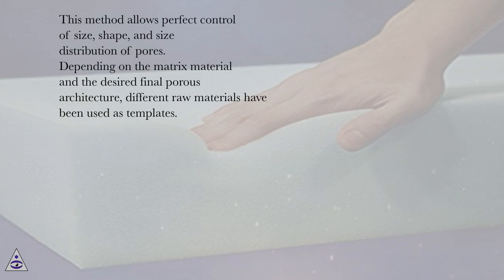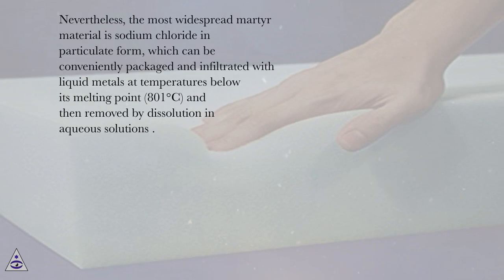Depending on the matrix material and the desired final porous architecture, different raw materials have been used as templates. Nevertheless, the most widespread martyr material is sodium chloride in particulate form, which can be conveniently packaged and infiltrated with liquid metals at temperatures below its melting point, 801 degrees Celsius, and then removed by dissolution in aqueous solutions.